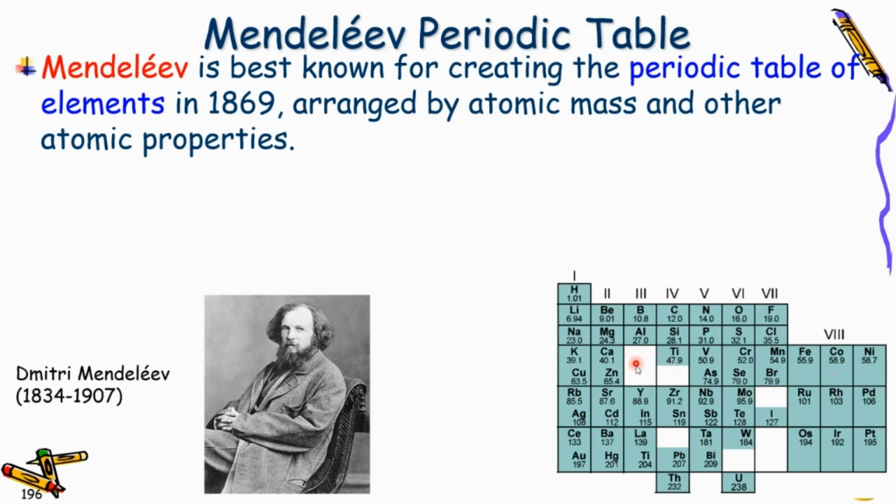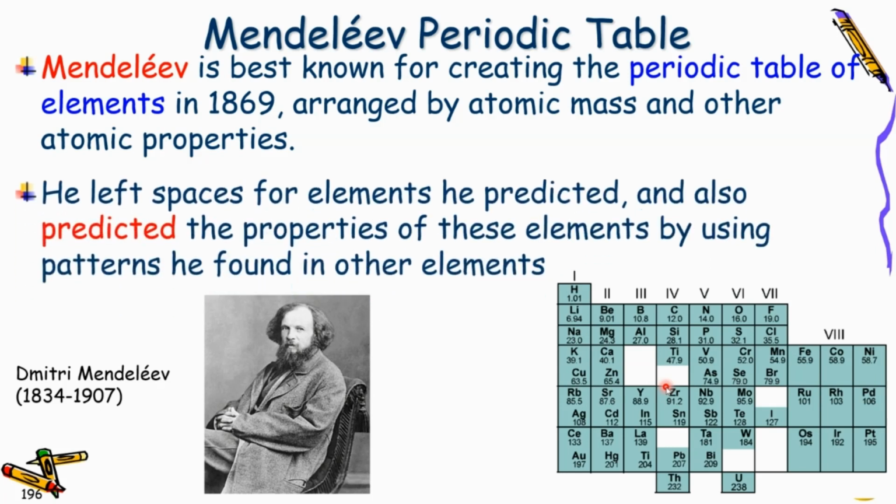But some of the elements were missing. At that time, they hadn't been discovered yet. So he left spaces for the elements he predicted, and also predicted the properties of these elements by using patterns he found in other elements. The great thing about this periodic table is that he put the elements together in this order, and even though some elements hadn't been discovered yet, he could predict their properties according to this periodic table.